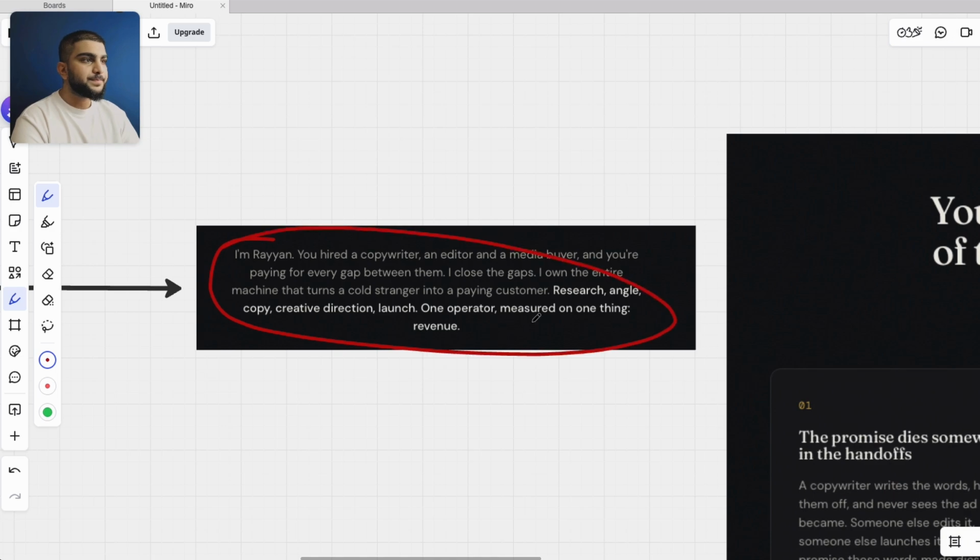Here, it talks about everything that would happen. So they hired a copywriter, an editor, a media buyer, and they're paying for every gap in between. This means they're losing a lot of money because they're paying for 7 different things, whereas they could pay one person for all of it and know everything's going to work well and be streamlined.